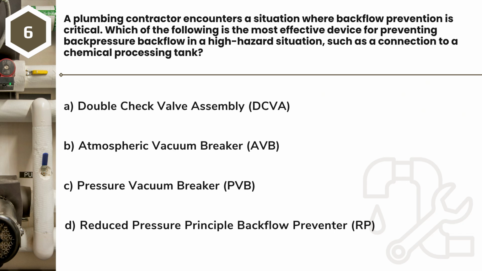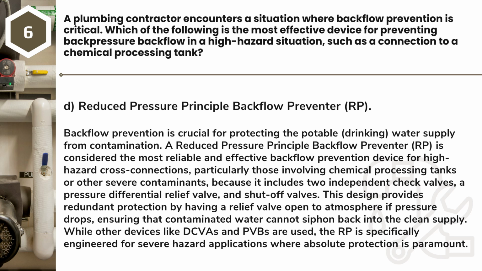A. Double check valve assembly, DCVA. B. Atmospheric vacuum breaker, AVB. C. Pressure vacuum breaker, PVB. D. Reduced pressure principal backflow preventer, RP. Answer, D. Reduced pressure principal backflow preventer, RP.